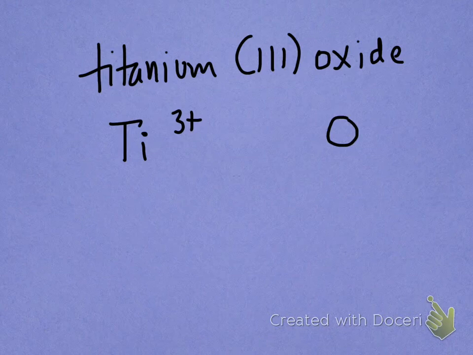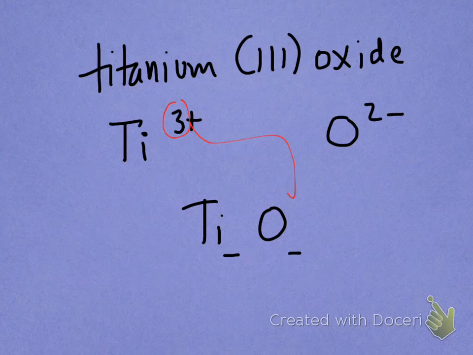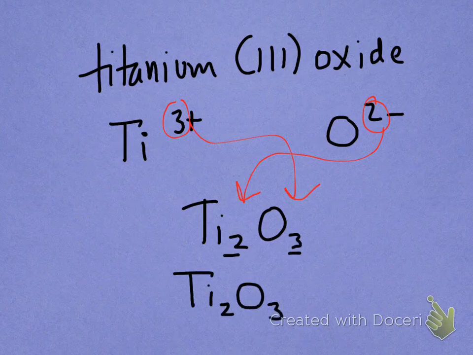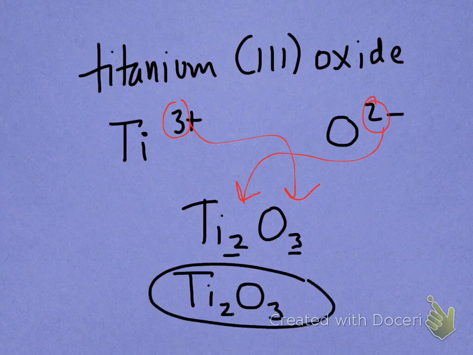Oxide ion, what's the charge? 2, yep, 2-. So we have 3 plus 2-. Ti with room for a subscript, O with room for a subscript. Do the old crisscross. And we have Ti2O3. That is the formula for titanium 3 oxide.